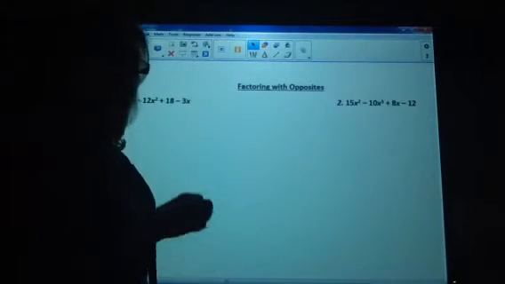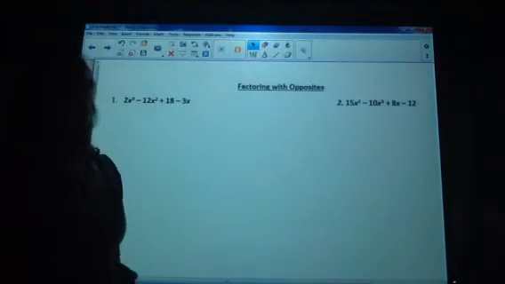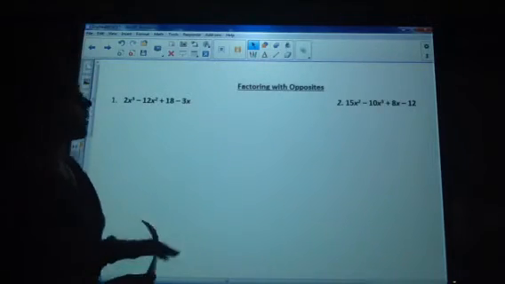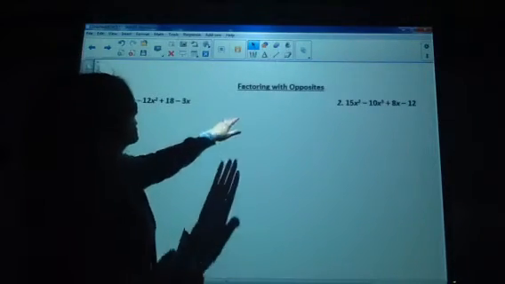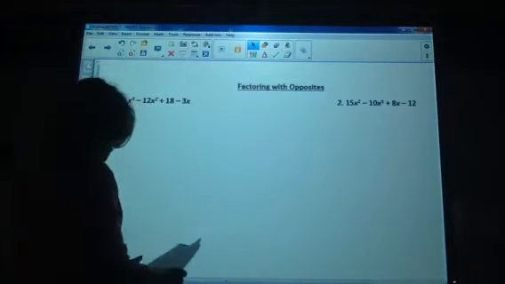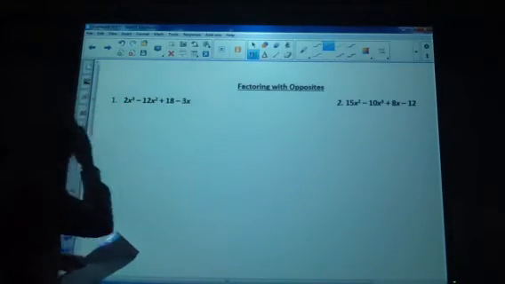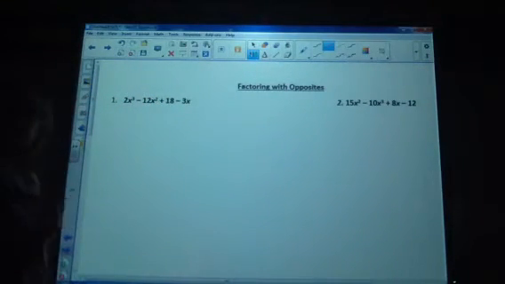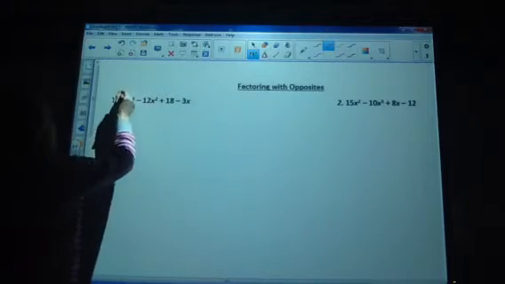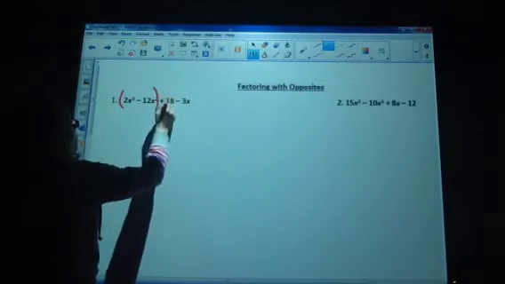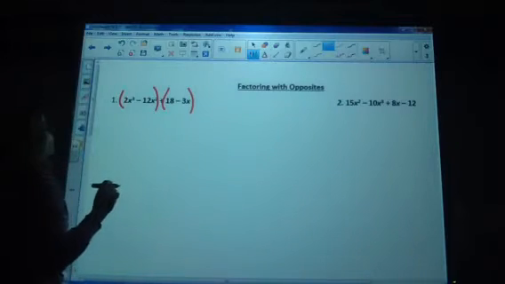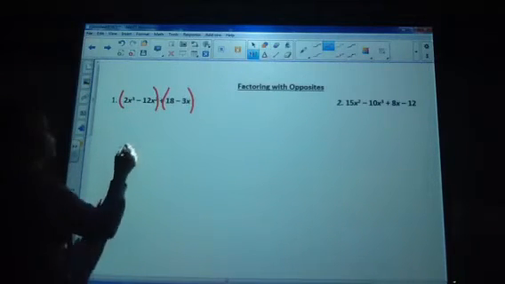All right, students, this is the last part of Unit 7, Section 2, and this is the fourth type of factoring we have, and it's called factoring with opposites. Okay, and we're going to do what we did with grouping, is we're going to take this polynomial and we're going to group it into two, and when we do that, let's find out what our factors are, okay?